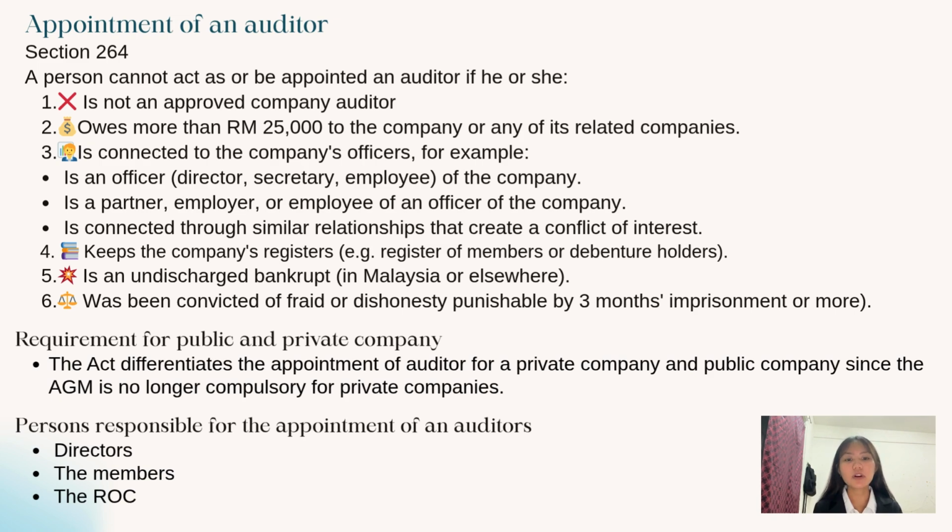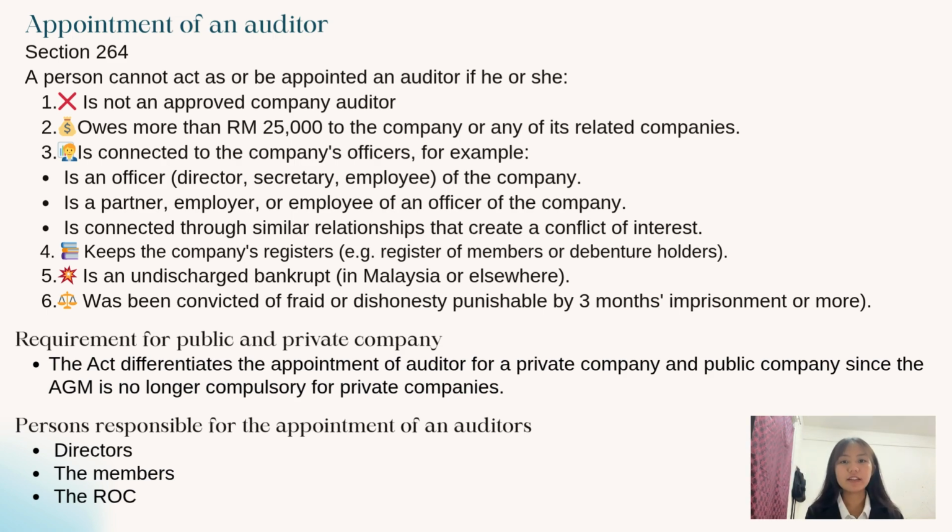Second, owes more than 25,000 ringgit Malaysia to the company or any of its related companies. Third, is connected to the company's officer. For example, is an officer of the company, is a partner, employer, or employee of an officer of the company, or is connected through a similar relationship that creates a conflict of interest. Fourth, keeps the company's register. Fifth, is an undischarged bankrupt. And the last one is has been convicted of fraud or dishonesty.